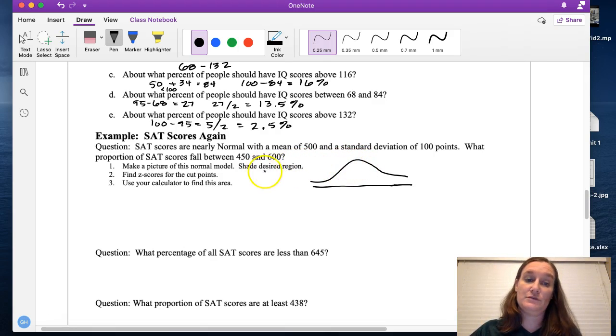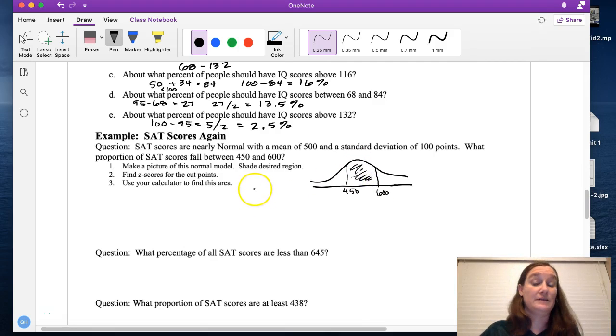So the first thing that you typically want to do is graph it, kind of draw it. Okay, 500 is in the middle, so 450 is going to be over here somewhere, and then 600 is going to be over here somewhere. You could draw them wherever you want. So this is the area that we're trying to find. Your percents and proportions are technically an area that you're finding. Okay, so that's what we want to find.